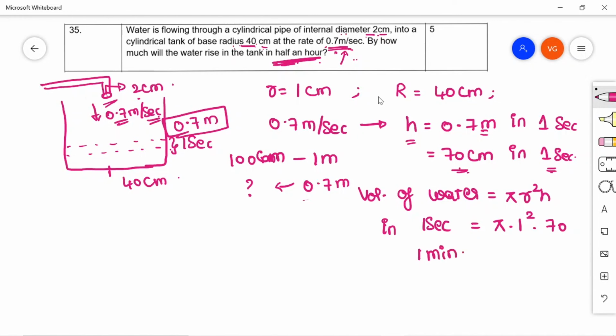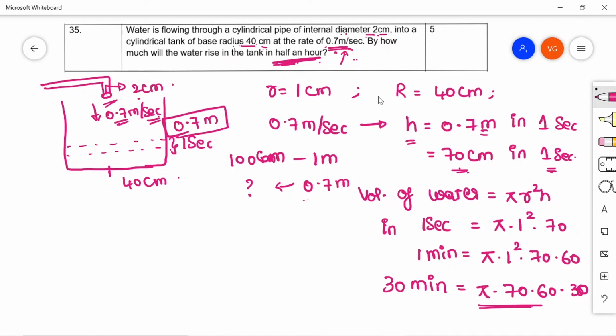Then what about 1 minute? 1 minute means 60 seconds. So pi into 1 square into 70 into 60. Then half an hour means 30 minutes. So for 30 minutes, pi into 70 into 60 into 30. This 1 square I am neglecting, that is nothing but 1 only. So this much water is coming from the pipe in 30 minutes.